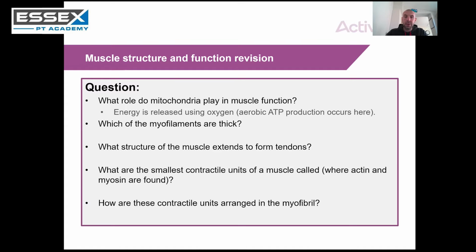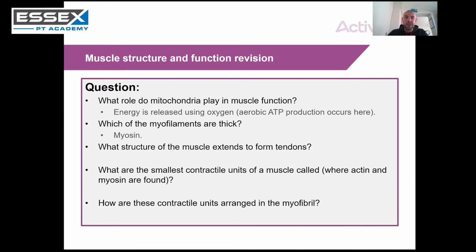Okay, so the first answer is that energy is released using oxygen. So the mitochondria are the powerhouses of the muscle and they release energy using oxygen. So they're your aerobic powerhouses. They produce ATP through aerobic respiration. Next, which of the myofilaments are thick? That's the myosin.